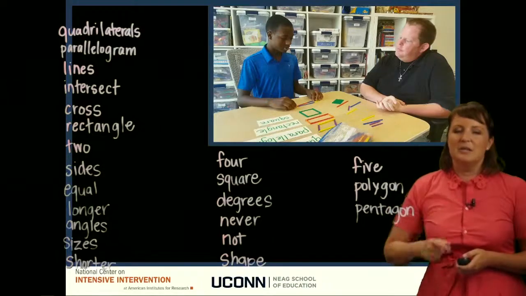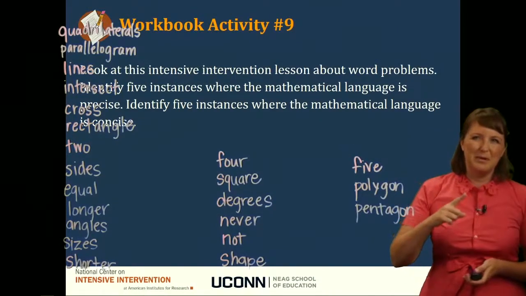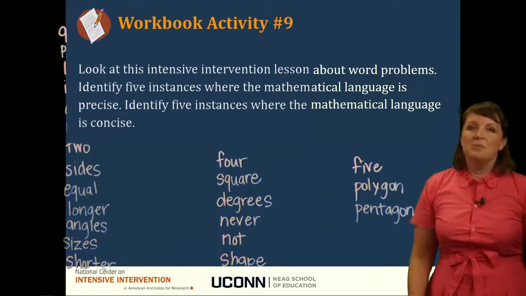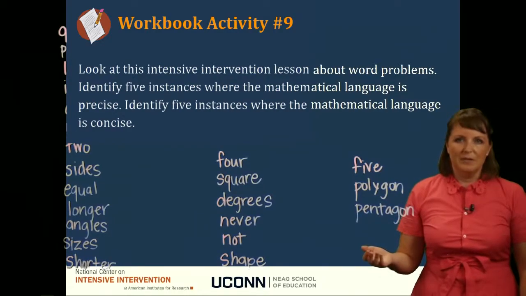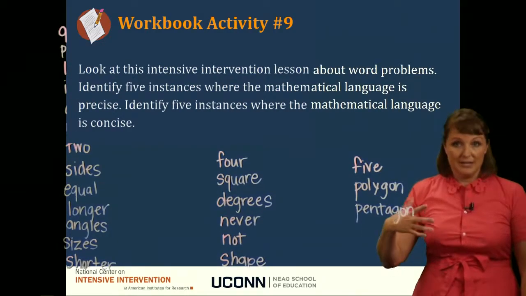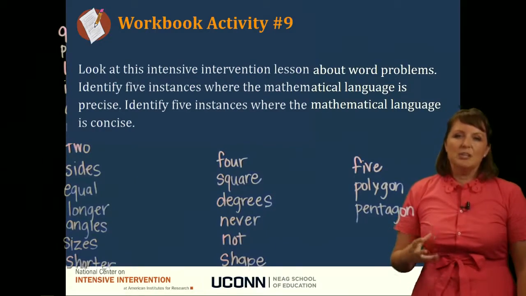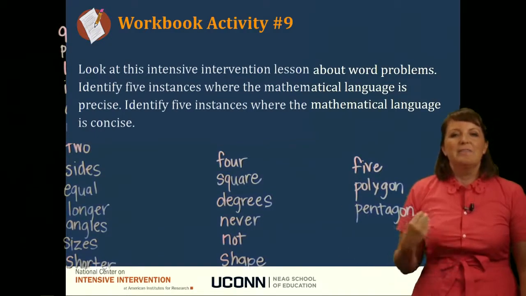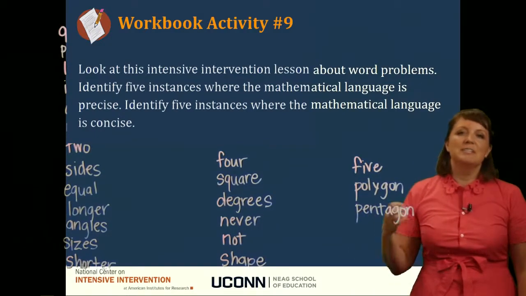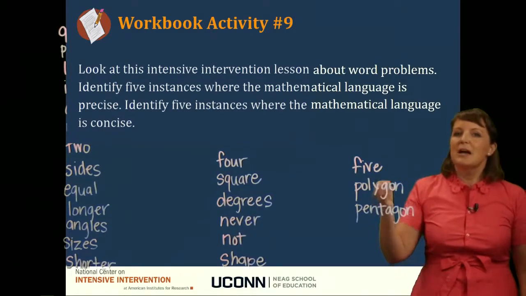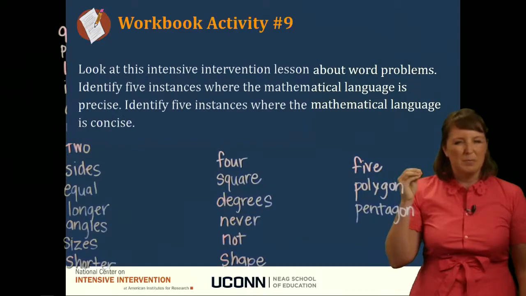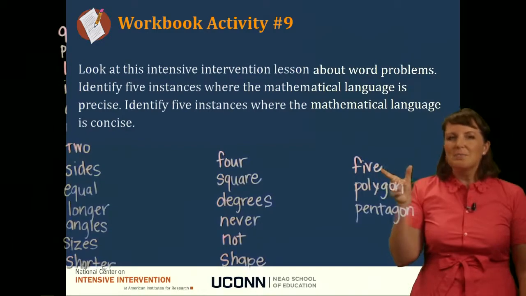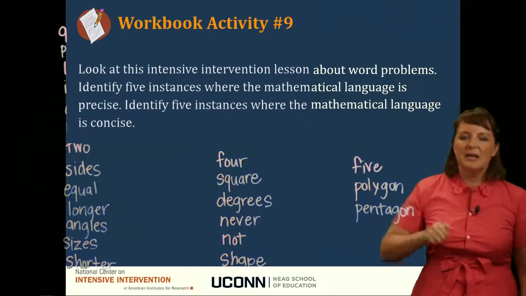So I'm going to go ahead and tell you about the next workbook activity. I'll put it up here, but the words are kind of over there, so please ignore that because you can read this in your activity. You're going to look at a lesson on word problem solving. This is an intensive intervention lesson. It is an evidence-based intervention. I want you to identify 5 instances where the math language is precise and 5 instances where the mathematical language is concise. Precise means that we're very specific with the definitions that we're providing about something. And concise means that we're using just the minimum number of words to explain a concept or procedure.